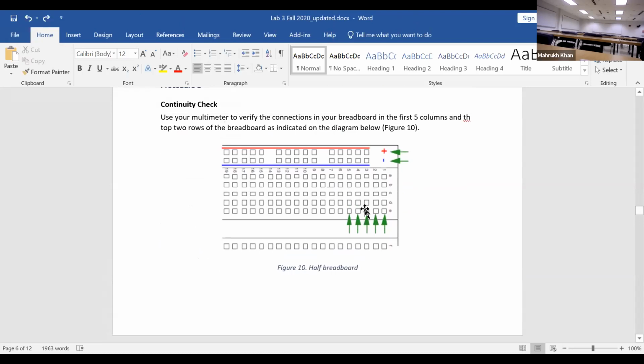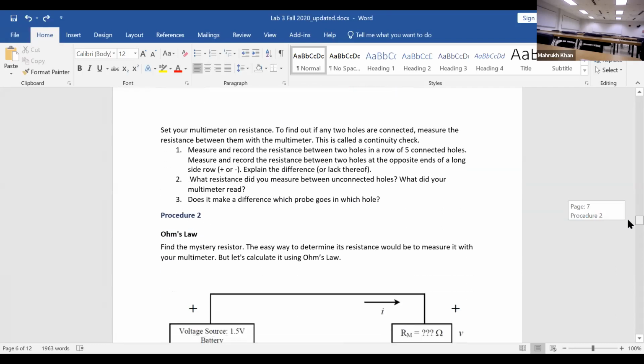For continuity check, if I check these holes to each other, like if they are connected or not, I will see very small resistance in my leads. And if I check these two holes, I will not see any resistance because it's too much and they are not connected. Similarly here, if I just check here, I will see resistance changing, but here I will not see anything because it is not connected to each other. So let's try that.